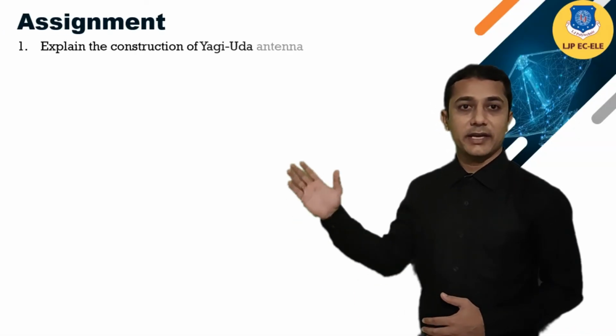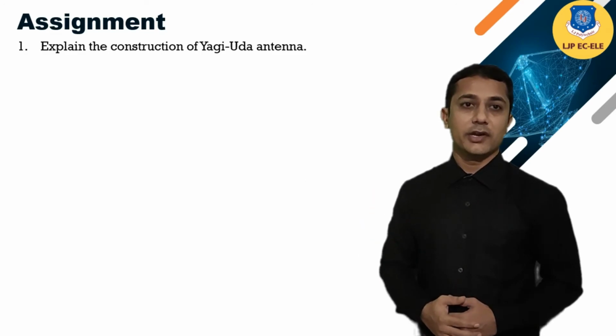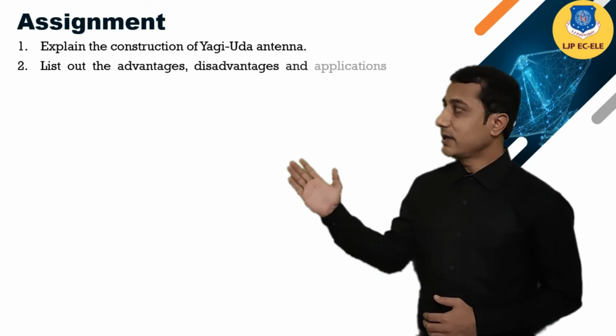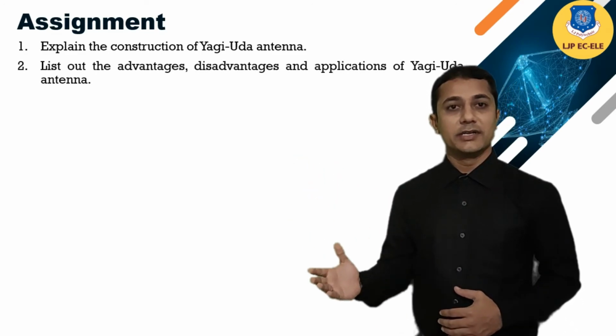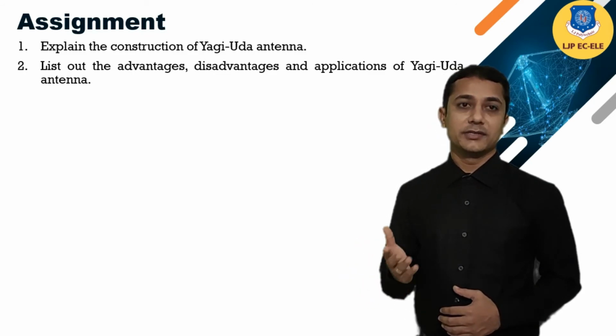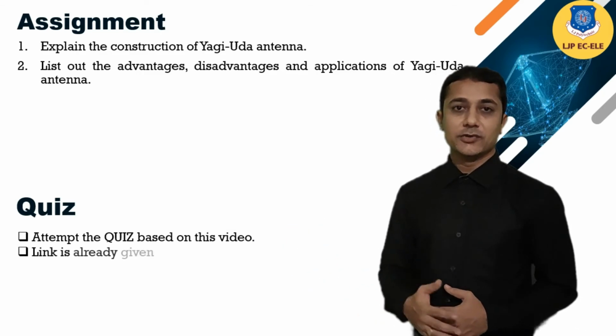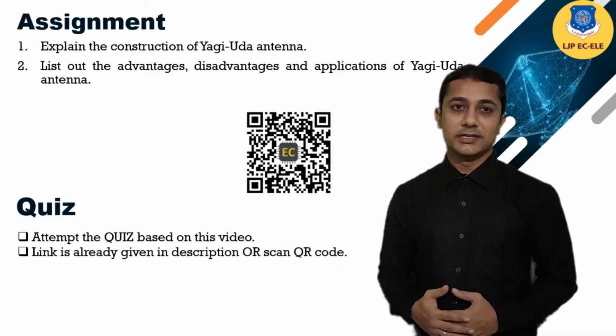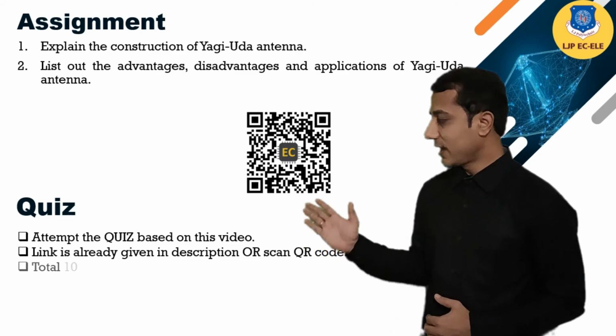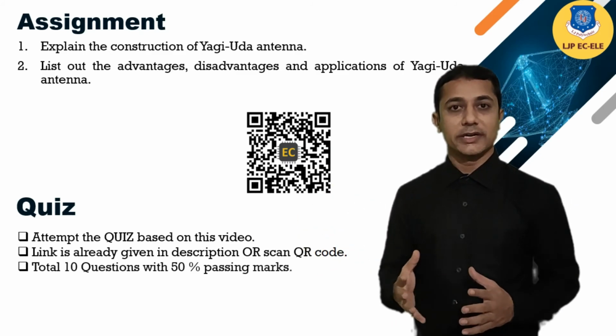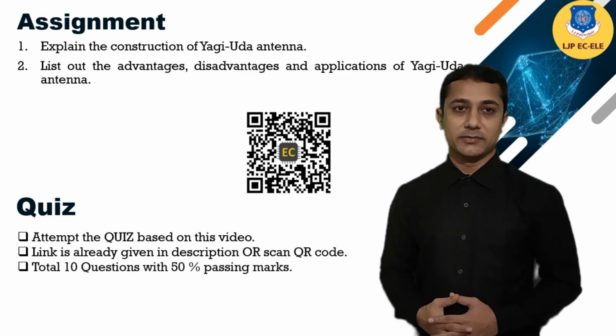Now at the end we have an assignment for you. First question, explain the construction of the Yagi-Uda antenna, and second, list out the advantages, disadvantages and applications of the Yagi-Uda antenna. Or you can attempt the quiz based on this video. The link is given in the description box, or you can scan the QR code. Total 10 questions with 50% passing marks.